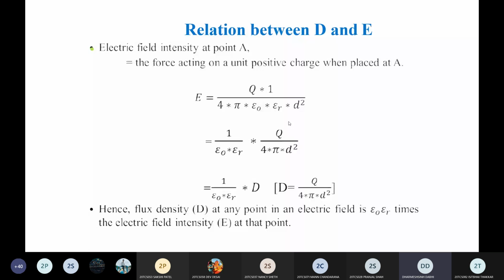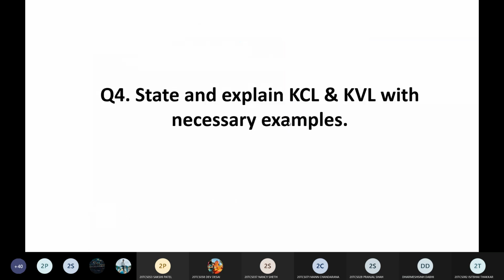Next question is state and explain KCL and KVL with the necessary examples. Okay. શું લખ્યું છે આમાં?